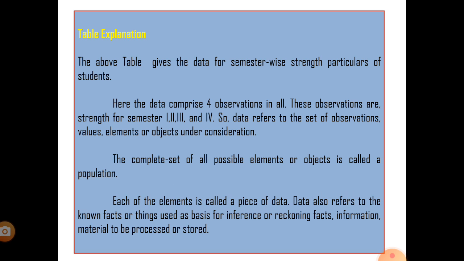Data also refers to the known facts or things used as a basis for inference or reckoning: facts, information, material to be processed or stored. The set of observations we have, semester wise, is the first, second, third, and fourth semester. This set of observations has the values, so that is the population. The elements are the pieces of data. Data is known as facts.